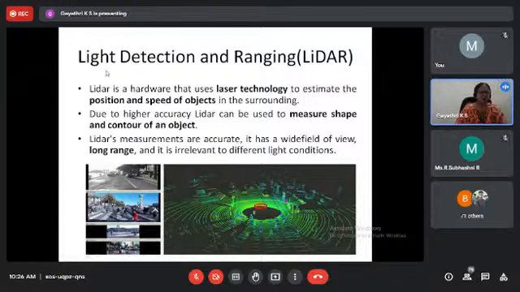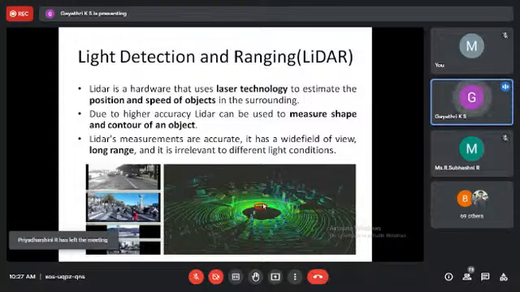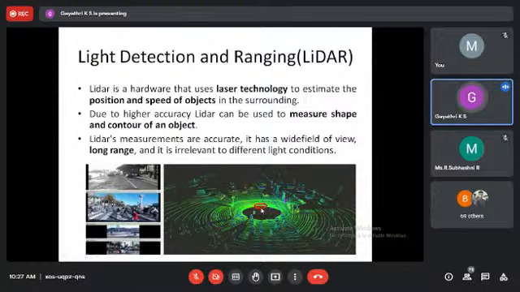Lidars are the most important sensors with which self-driving cars are being developed. This is called light detection and ranging. This sensor is a bit costlier when compared to the other sensors. It uses laser technology. What it fundamentally does is, the lidar fixed on your car radiates laser light. You can see it sends out laser lights around. If this is an autonomous vehicle, the red circle is the autonomous vehicle. It radiates laser lights in all 360 degrees around it.